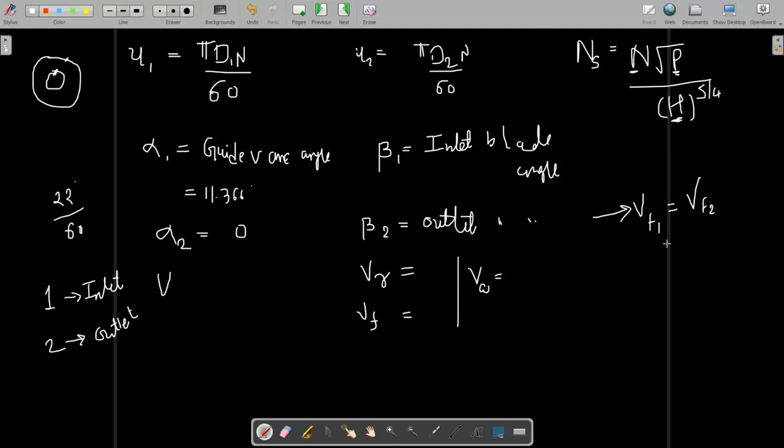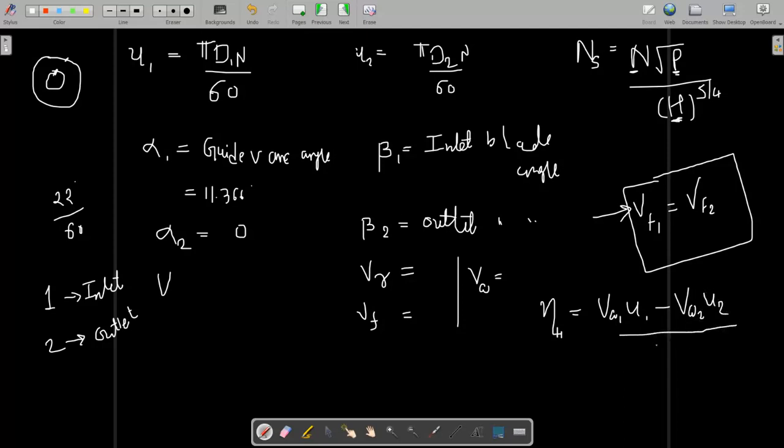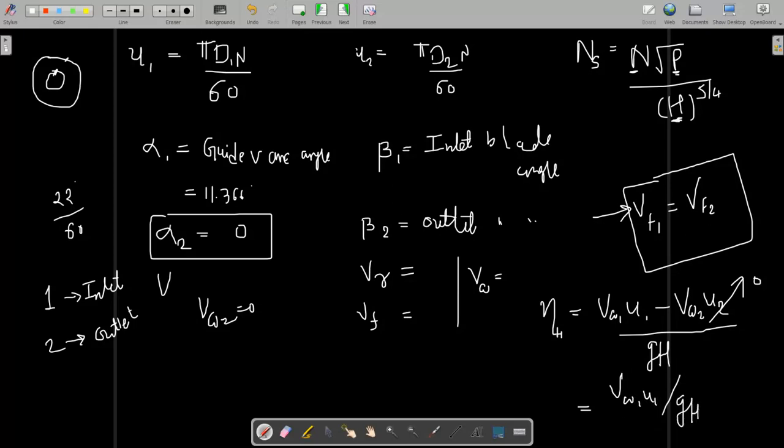Okay, because the head is constant, the velocity of flow at inlet and outlet is the same, and the hydraulic efficiency equation is given by (Vw1 u1 minus Vw2 u2) divided by gH. This is one of the equations of hydraulic efficiency, but at outlet the flow is radial with no whirl component, that means Vw2 is 0, so this whole term will be cancelled out. So our hydraulic efficiency equation will become Vw1 u1 divided by gH.